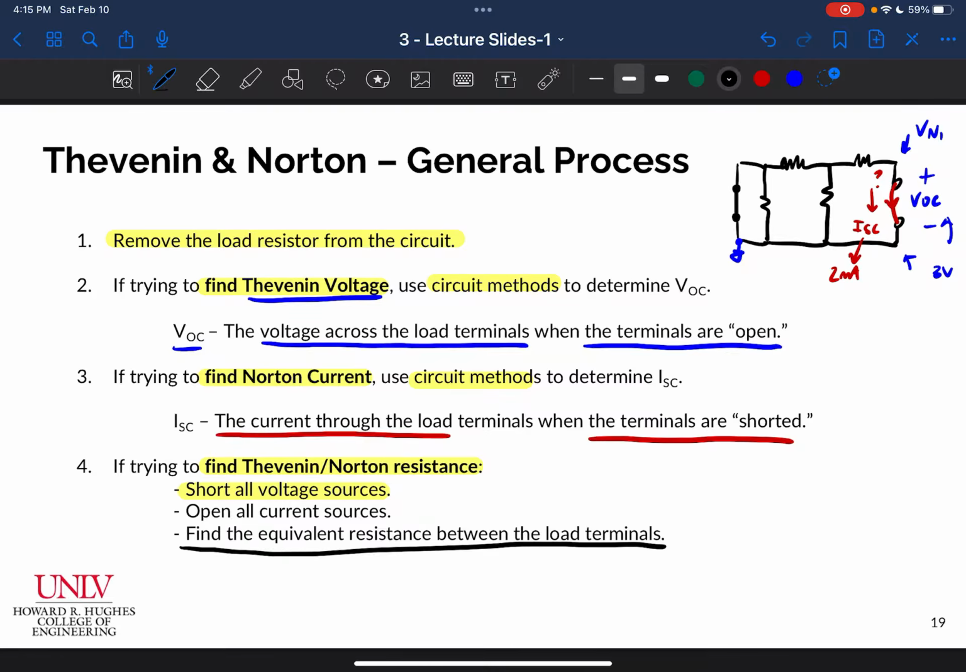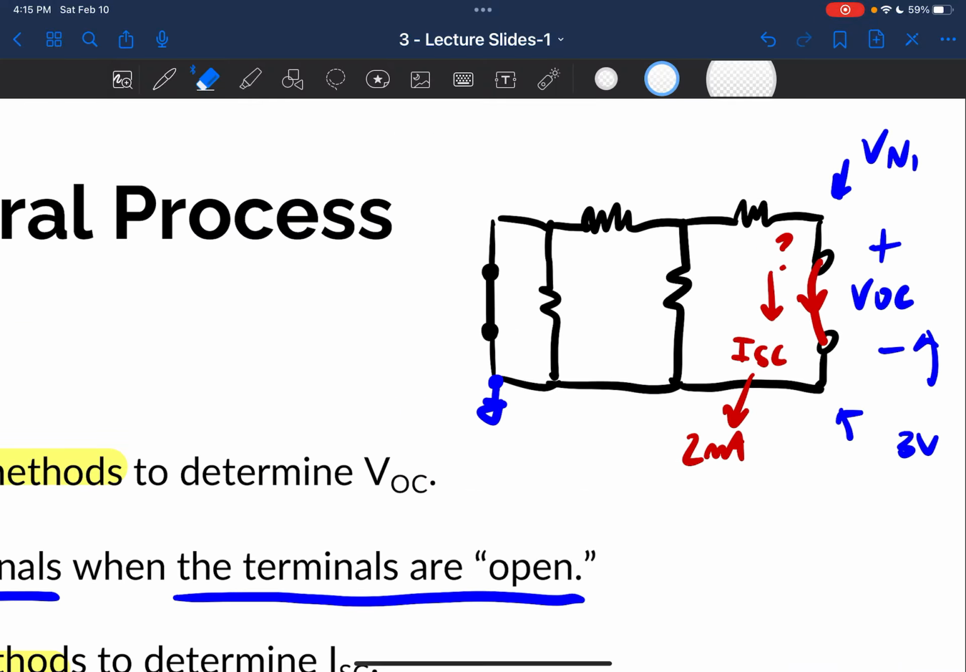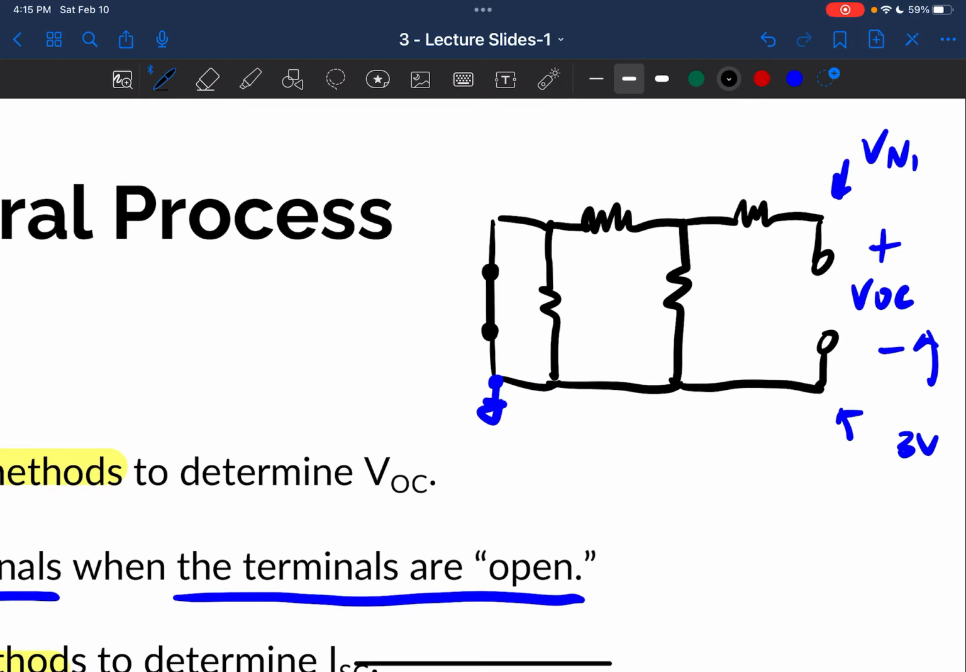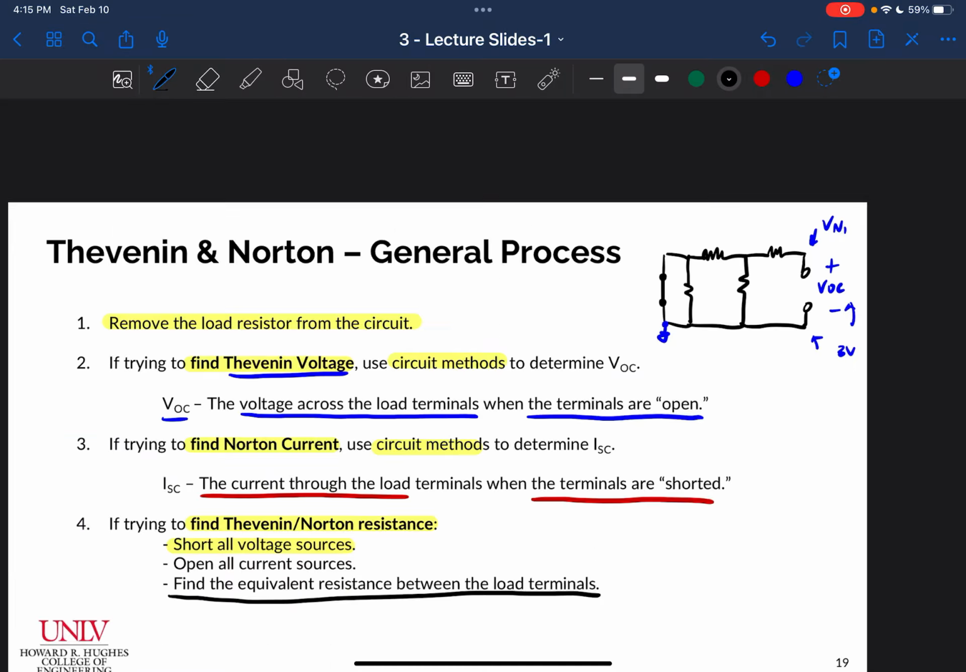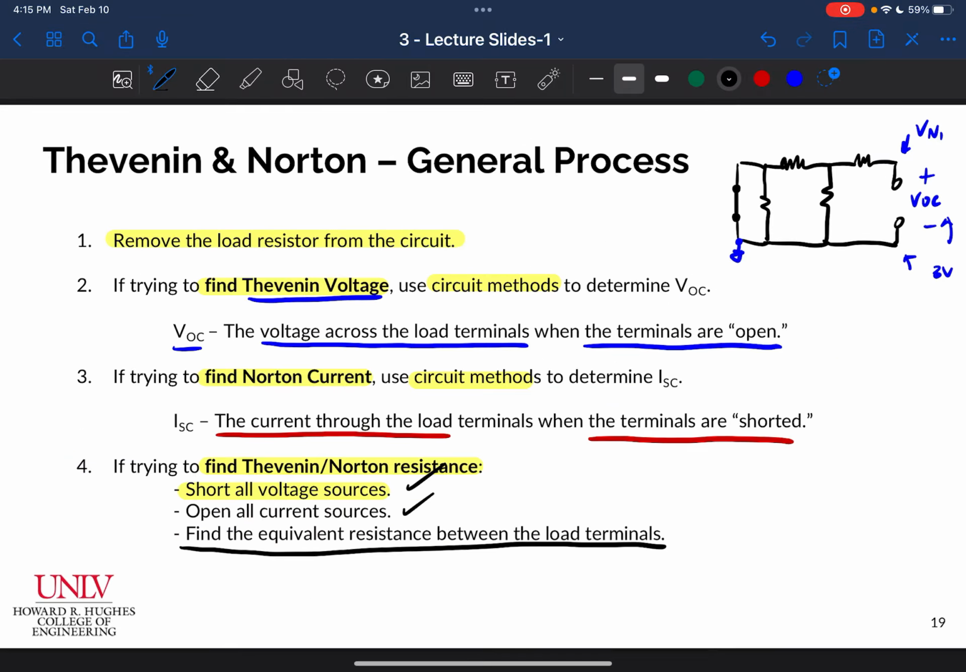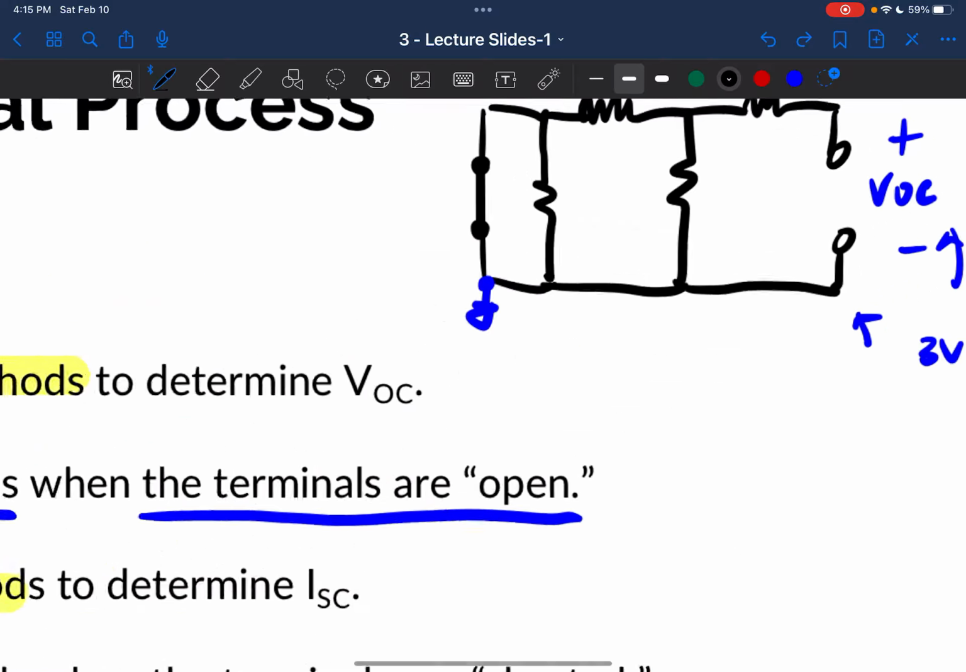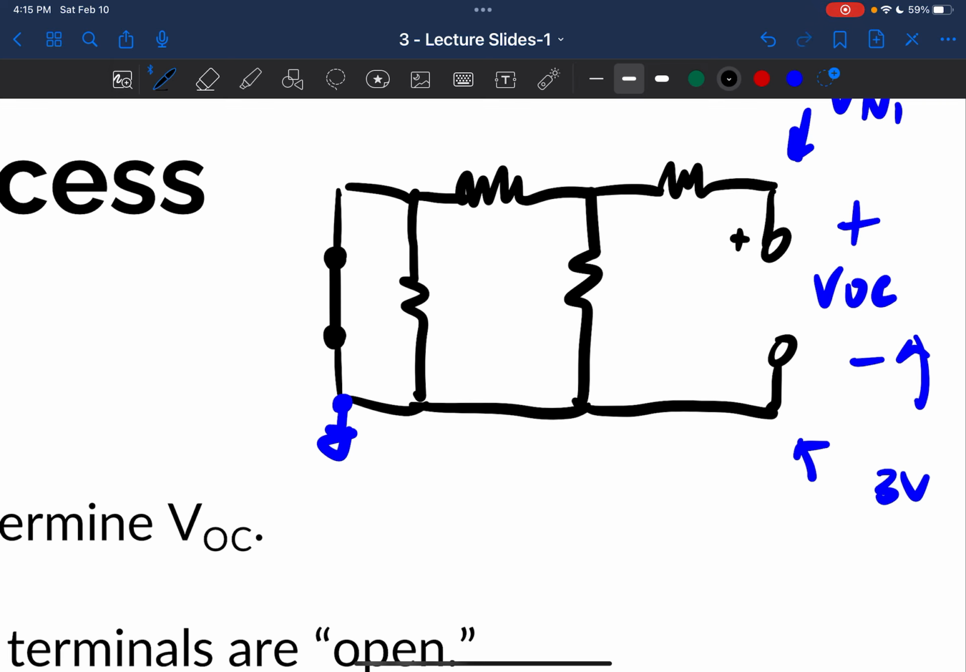Okay, so what does that mean? Let me remove some of this stuff. It'll be in the video, but I guess it won't be in the final slide, or I can just put it all back. So I shorted all my voltage sources, check. I opened all my current sources, I didn't have any, so that's a check. And I want to find the equivalent resistance between the load terminals, which are these two terminals here.